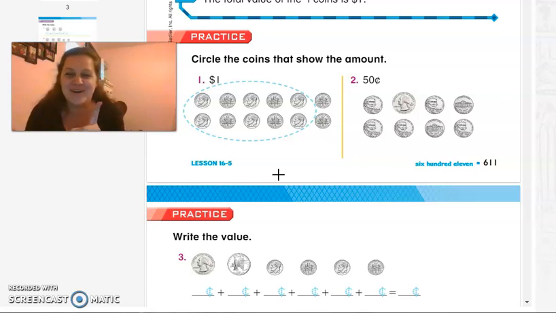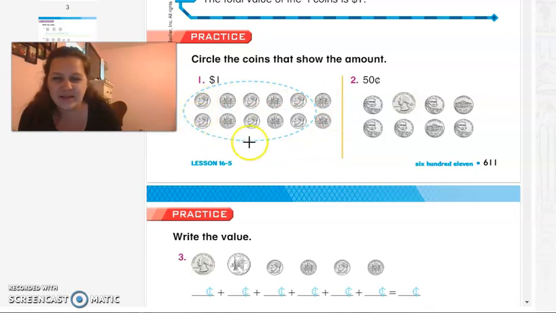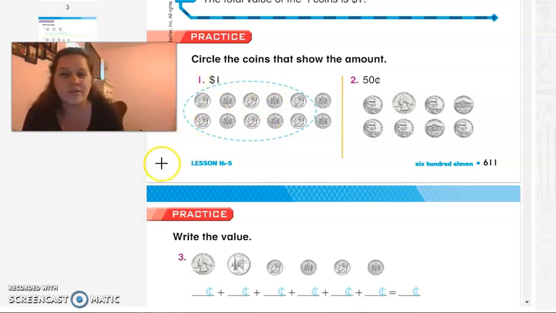If you remember, and I hope you've been watching that little video, your coin values: a penny is 1, a nickel is 5, a dime is 10, and a quarter's 25. So all of these right here on number 1 are dimes. So we know that those are equal to 10 cents each. So if we count by tens, remember $1 also equals 100 cents.